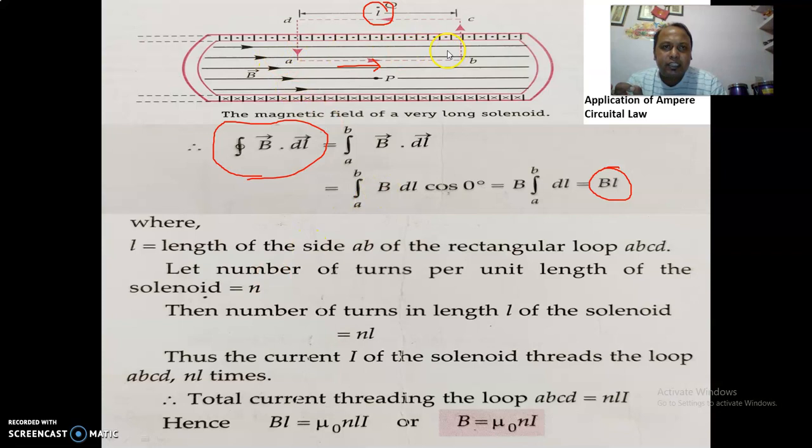That is, for the unit length of the solenoid, this is the length of the solenoid, the number of turns is small n. So for L length, we know from A to B the length is L, the number of turns which passes through the loop is n into L. So we have the total number of turns which are threading the loop. So naturally the total current which is passing through the loop will be multiplied by I. nL is the total number of turns, and multiplied by I gives the total current threading the loop.